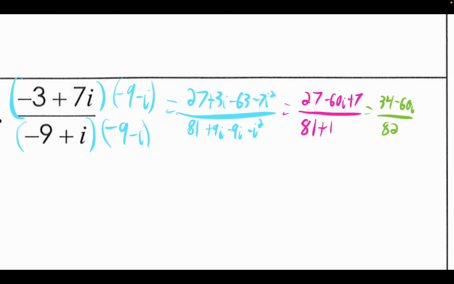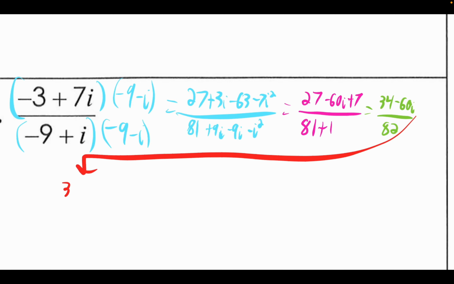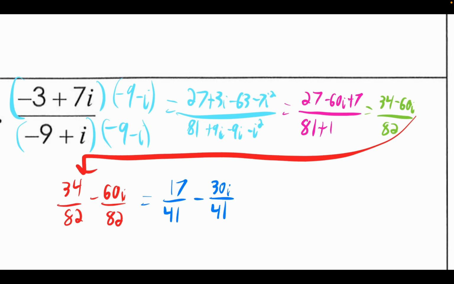These will reduce, so we do just that. 34 divided by 82 minus 60i divided by 82. The first one here reduces by 2 and becomes 17 over 41. The second one reduces by 2 as well and becomes 30i over 41. And once again, you could technically leave your answer like this. I personally prefer to combine this back into one fraction, however, since they have the same denominator. So that's what I do.